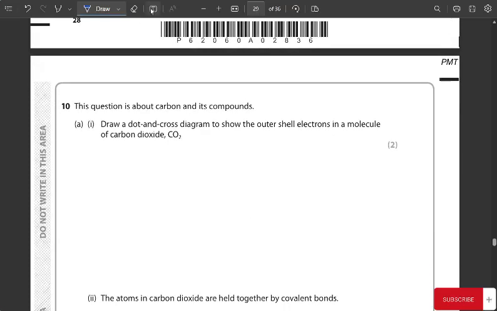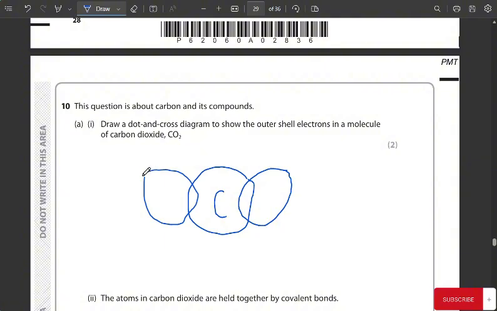Okay, the next question is about carbon and its compounds. Draw a dot and cross diagram to show the outer shell electrons in a molecule of carbon dioxide. It's the outer shell of the carbon, and there are 2 oxygen atoms, O.